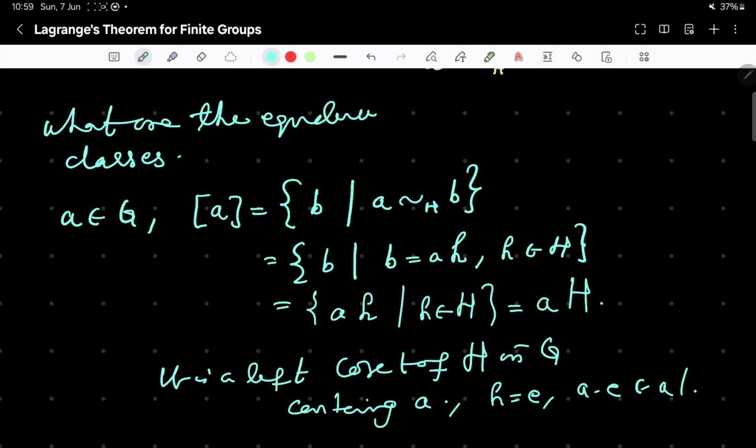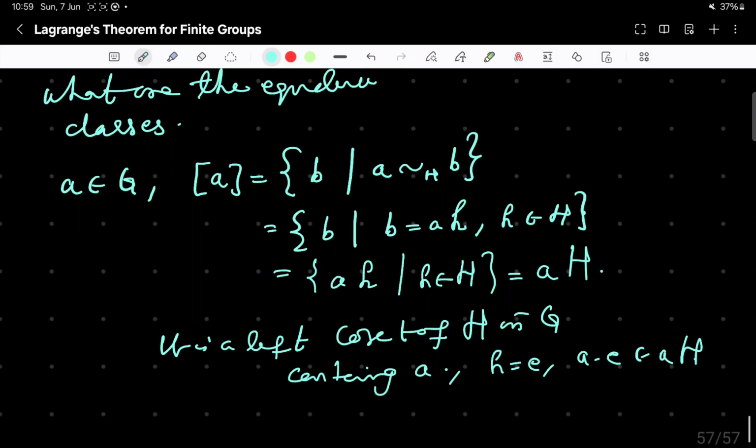So now the coset contains the element a itself, but in general it need not happen, right? Only if e is available inside can we make this happen. So for every coset of a subgroup H, aH is a coset containing a. So this coset is an equivalence class.